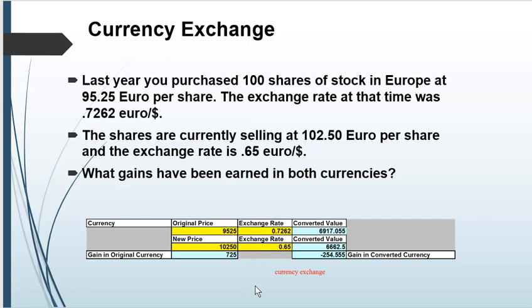But if we convert this back to US dollars, we purchased at 6,917, but because the exchange rate dropped, even though the value in euros went up, the value in dollars is now only 6,662. So in US dollars, we actually lost $254.